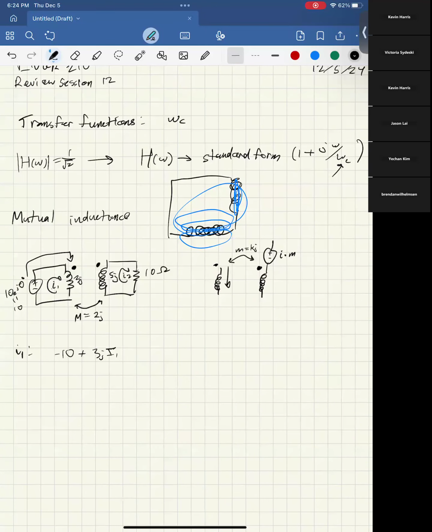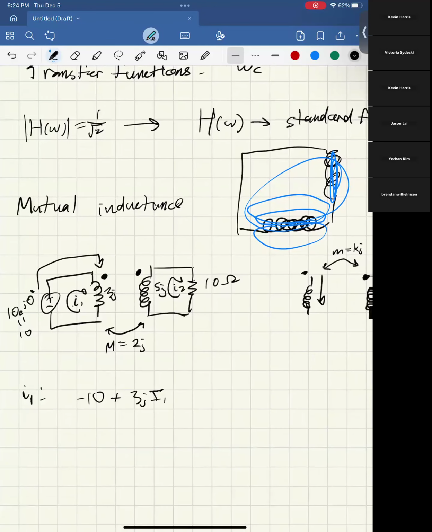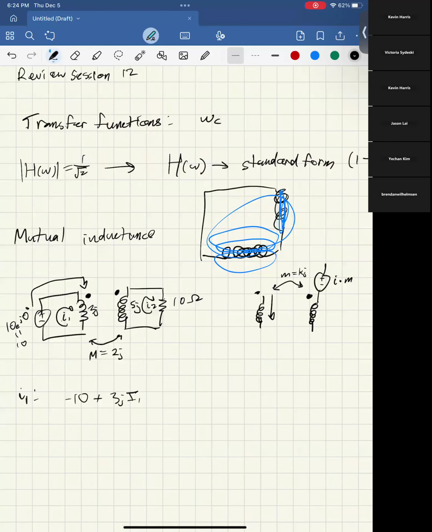So anyway, with this specific example, for this first loop we have our -10, 3j times I1, and then we have this 2j times negative I2. It would be negative I2 because here I2 is going in on the negative side. So everything stays positive if it goes in on the plus side. If the current goes in on the plus side, then this becomes positive and this becomes negative.